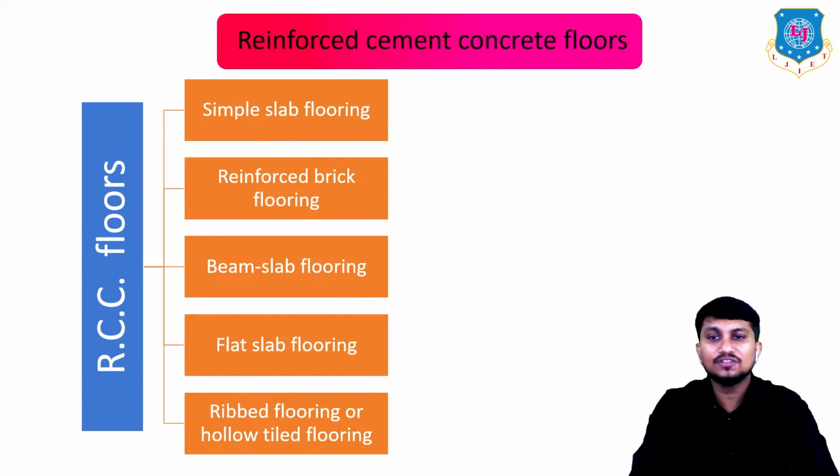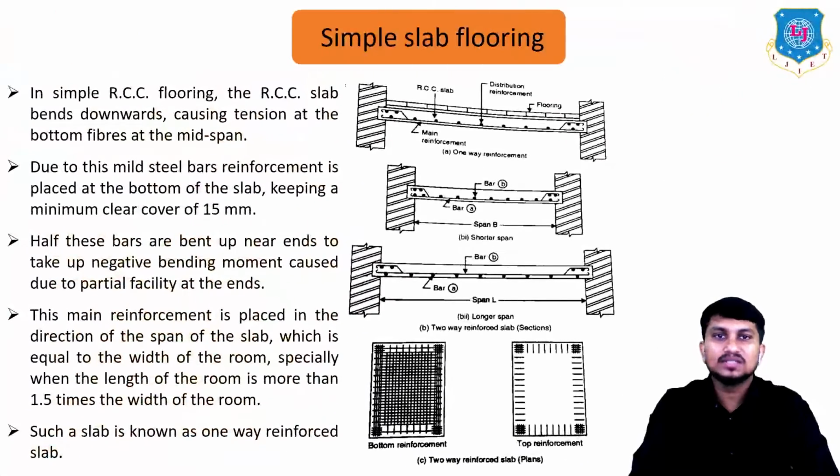There are a total of 5 types of RCC floors. First is simple slab flooring, second is reinforced brick flooring, third is beam slab flooring, fourth is flat slab flooring, and fifth is ribbed flooring or hollow tile flooring. Let's discuss all these types of RCC floors one by one, starting with simple slab flooring.